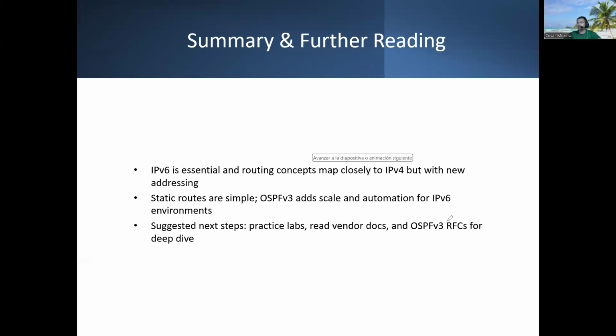Finally, we have a summary of the topics that we have gone over today. IPv6 is essential, and routing concepts map closely to IPv4, but with new addressing. Static routes are simple. OSPFv3 adds scale and automation for IPv6 environments. Suggested next steps: practical labs, and read vendor documents and OSPFv3 RFCs for a deep dive.